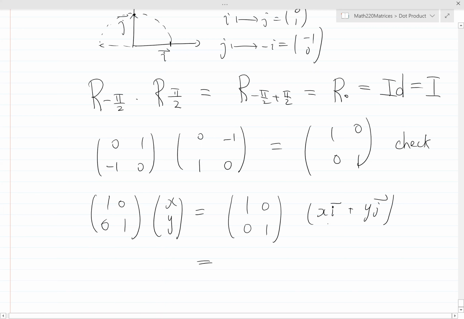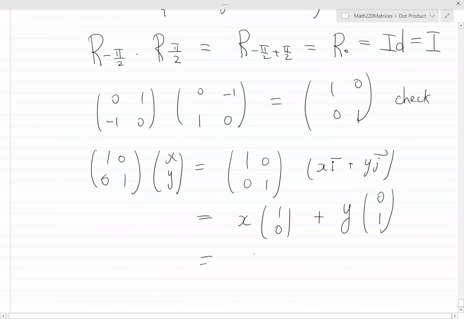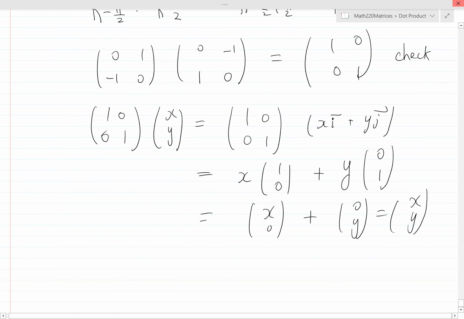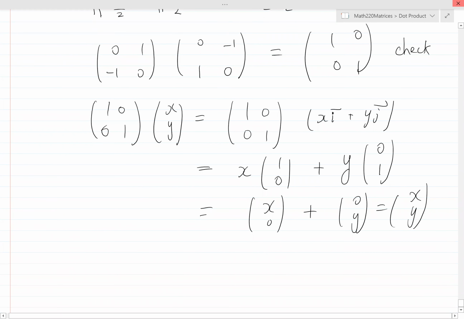So x i gives us x times the first column, and y j gives us y times the second column. This gives you x, 0, and this gives you 0, y. So again, you get x, y. You plug in x, y, the output is x, y. So no change. All the diagonal terms are ones and the off-diagonal terms are zeros. Then this gives us the identity map.